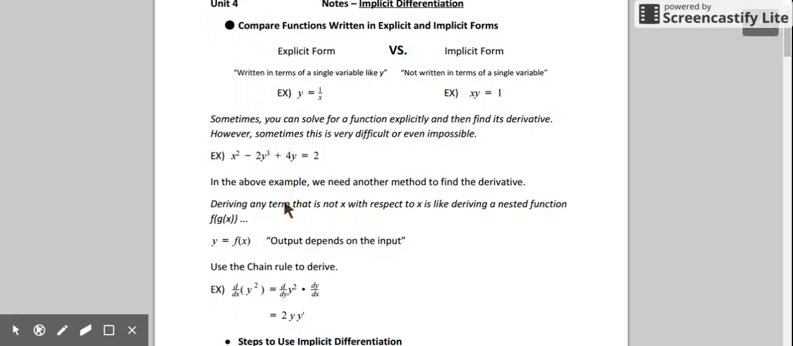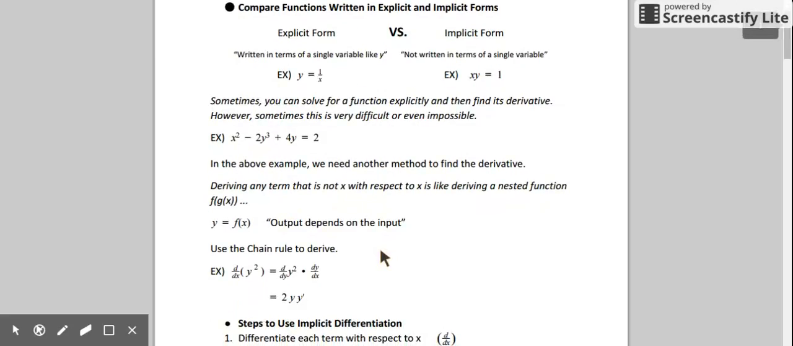So the way to derive it implicitly, first of all, is to think about what it means to derive a different variable with respect to x. If we derive an x term with respect to x, that's our derivative rules that we're used to. If I try and derive a different variable with respect to x, I've got to think about that as using the chain rule. So if we think about y is the output of a function depending on whatever the input is, then we can look at that as a chain rule. Whatever I plug in determines what my output is.